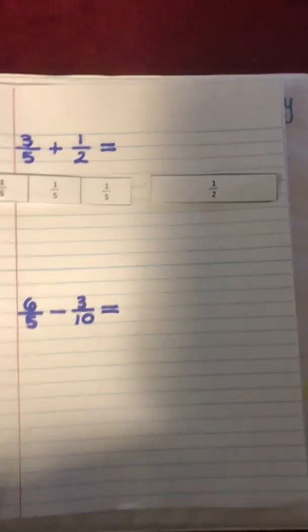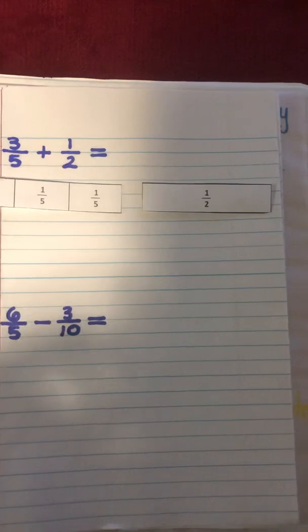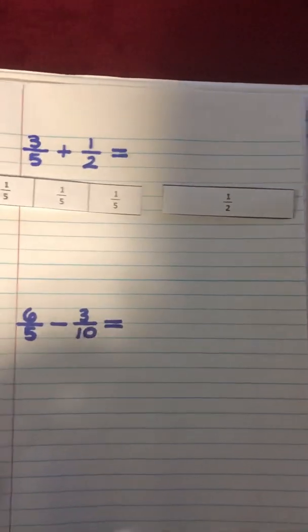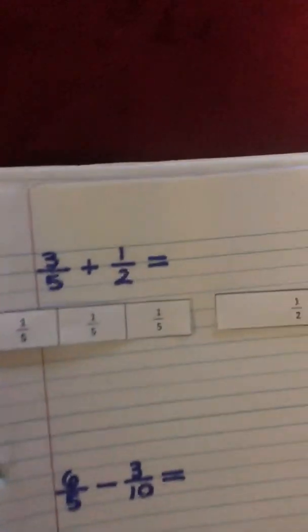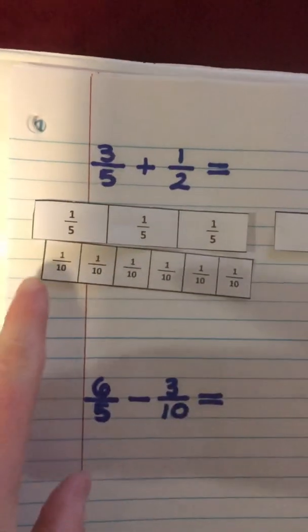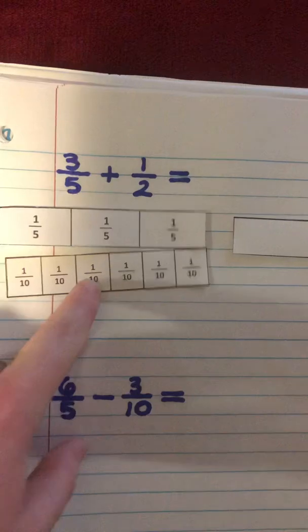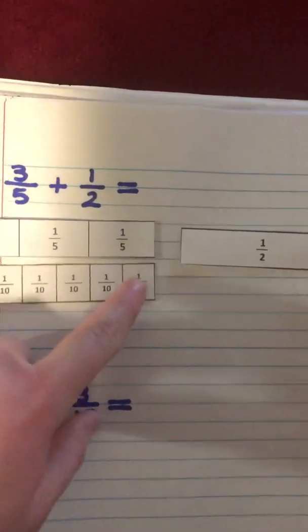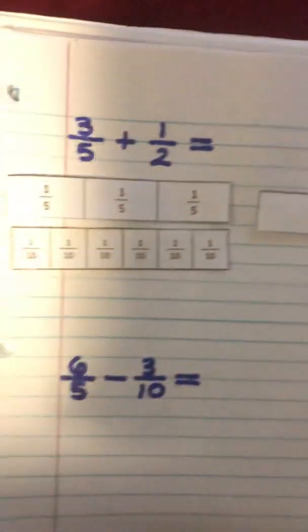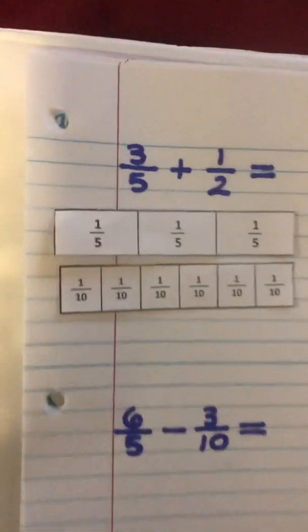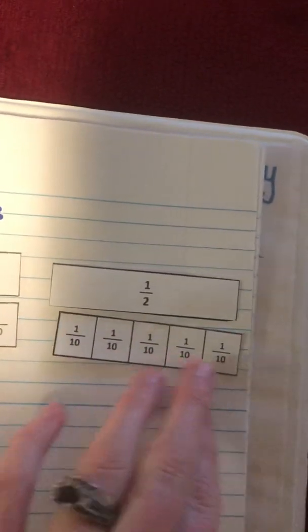So that's where we're going to take our fraction strips to figure out how many 1 over 10s is equivalent to 3 over 5. So here we have 1, 2, 3, 4, 5, 6. So we can see that 6/10 is equivalent to 3/5. For the 1/2, we can count 1, 2, 3, 4, 5, and we can see that 5/10 is equivalent to 1/2.